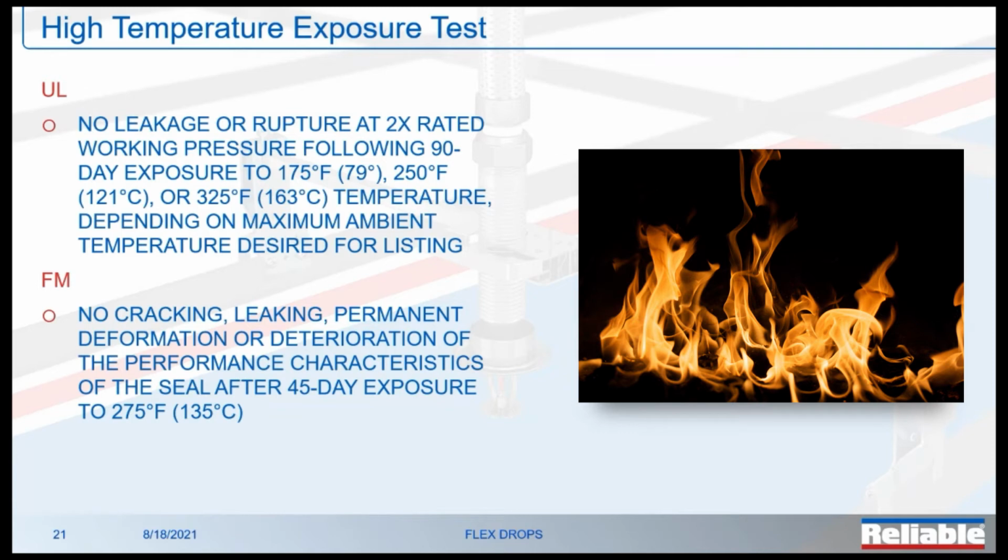FM will just simply again say no cracking, leaking, permanent deformation, or deterioration after 45-day exposure to a set temperature of 275 degrees. So take it out, test it, make sure it holds. Additionally, FM will pull the rubber parts out. So imagine something like a hose washer. You're going to reach in there and remove it and essentially pinch it from side to side and make sure it holds itself together. And that's their seal verification test.